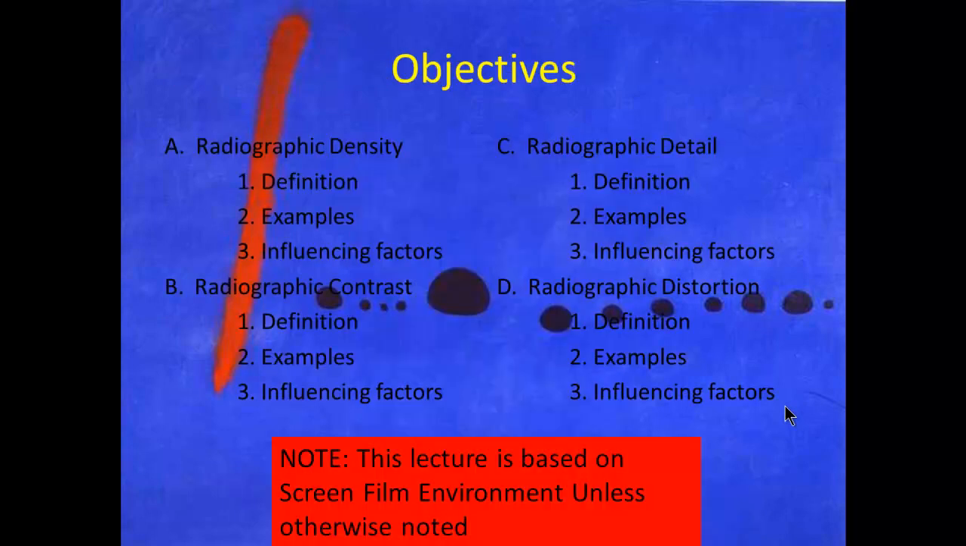Well, we're going to talk a little bit about all of the factors that control density, contrast, detail, and distortion, and give you some examples and what are the influencing factors of each.